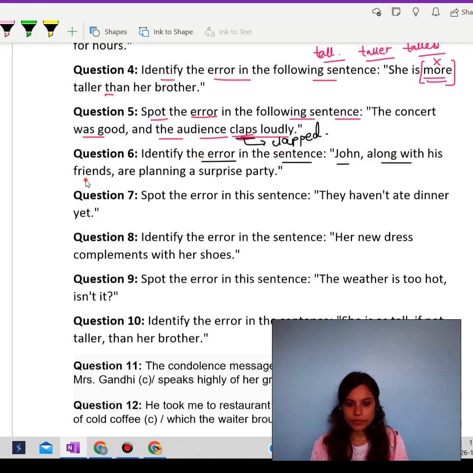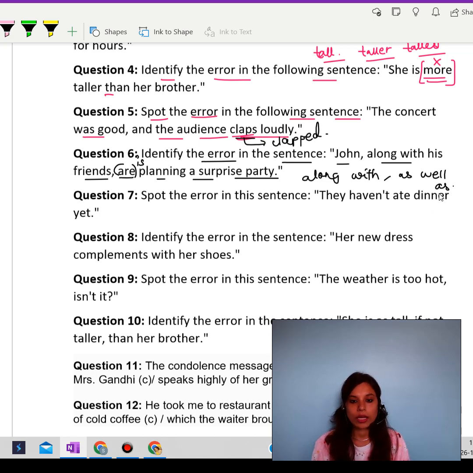Next, identify the error in the sentence. John, along with his friends, are planning a surprise party. So is would be the correct one, because here we are talking about John along with the friends. If there are words like along with or as well as, then we are going to put a singular helping verb, not are. If I say the principal as well as the teacher is going to school, that would be the correct answer.